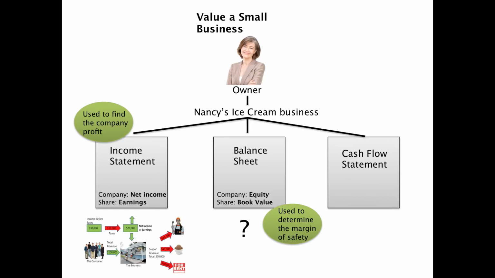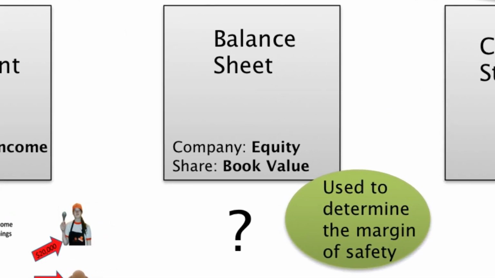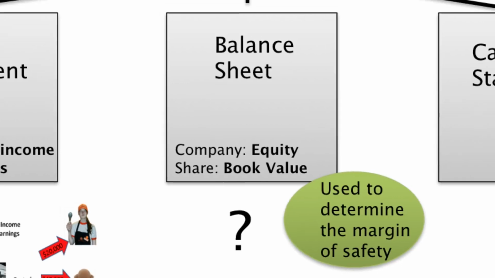Now, something that we haven't talked about is the next one, which is the balance sheet. And if you look in the middle there, there's the balance sheet. And we can use the balance sheet to determine the margin of safety that you would get if you were to purchase this business from Nancy, who's asking $200,000 for her business.